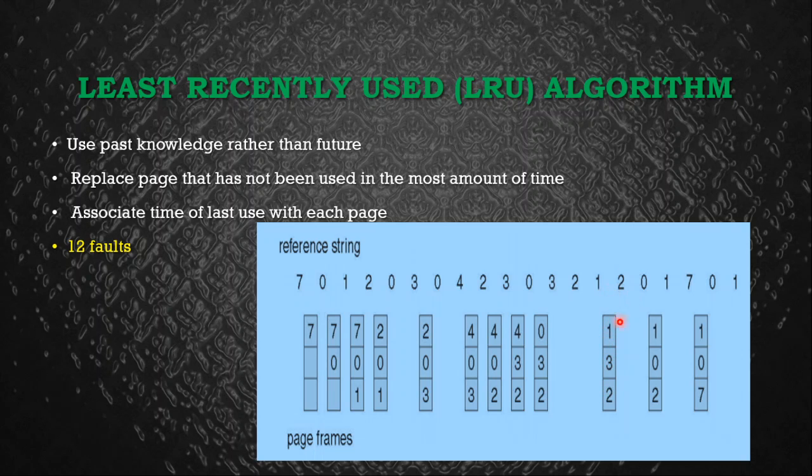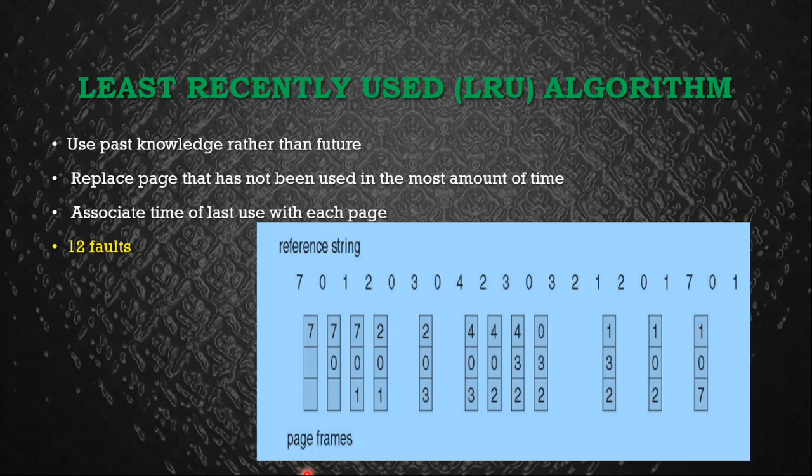3, 2, then 2, no page fault, then 0. For 0 also, how to insert this 0: 1 is used recently, 2 is used recently, 3 is least recently used, so use this 0, and then 1 is already there. Then for 7, 1 is used recently, 0 is used recently, so you have to replace 2 by 7. Finally it is 1, 0, 7; 0 is there, already 1 is there, no page fault. Now counting here: 1, 2, 3, 4, 5, 6, 7, 8, 9, 10, 11 and 12. Now here the page fault is 12.